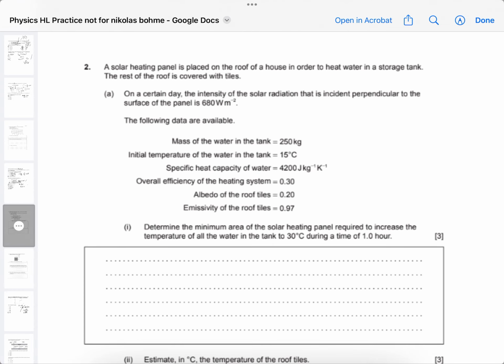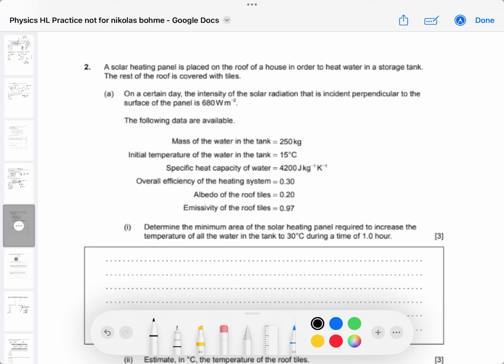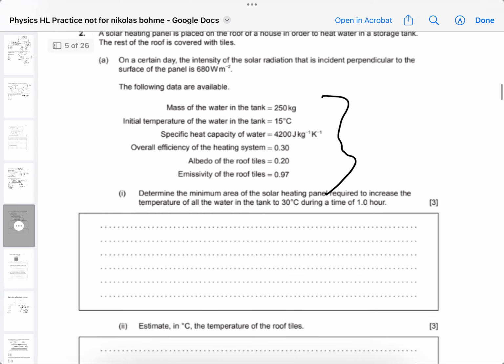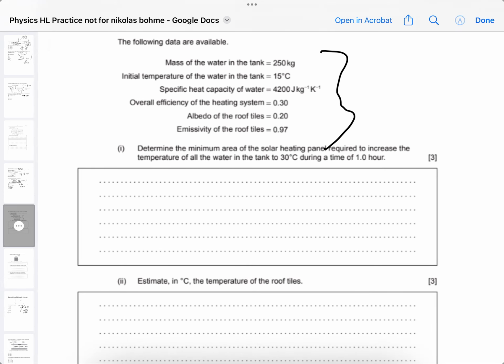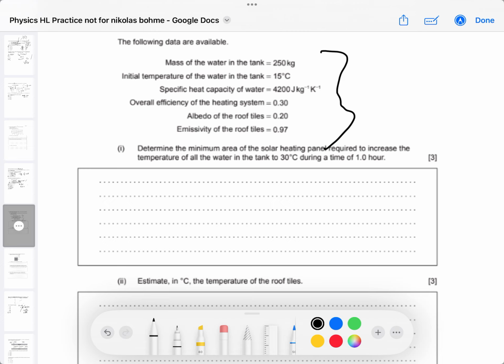So the question says a solar heating panel is placed on the roof of a house in order to heat water in a storage tank. The rest of the roof is covered with tiles. On a certain day, the intensity of the solar radiation incident perpendicular to the surface of the panel is 680 watts per meter squared. The following data is available, and it lists out the data here. Determine the minimum area of the solar heating panel required to increase the temperature of all the water in the tank to 30 degrees Celsius during the time of 1 hour.